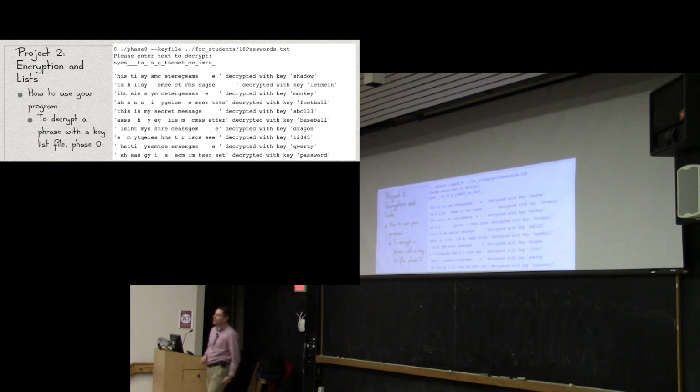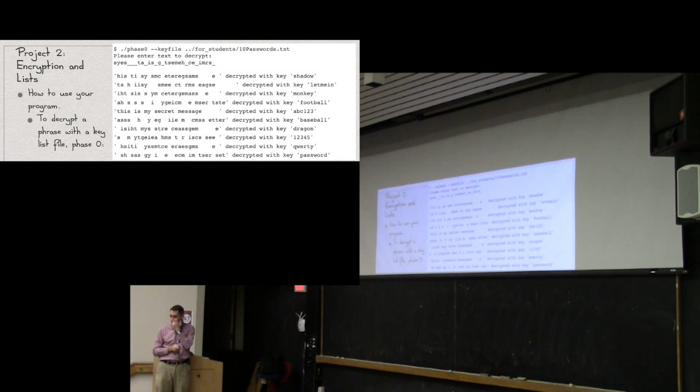For phase 0, it's going to look like this. You are going to type phase 0 key file and then give it a key file. This happens to be in a different directory the way I did it, but you're just going to say 10 passwords.txt or 100 passwords or 1,000 passwords or whatever that key file is. And then you type the stuff to decrypt, and it's going to decrypt it for every one of those keys. Here's the decryption for shadow. Here's the decryption for let me in. That doesn't look like English. Here's the decryption for monkey. Here's the decryption for football. Here's the decryption for ABC123. Oh, look. That might be the right decryption.